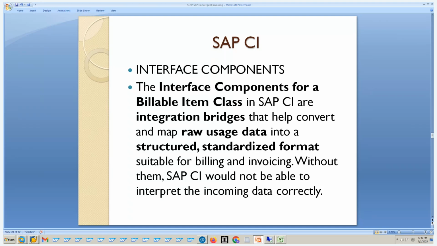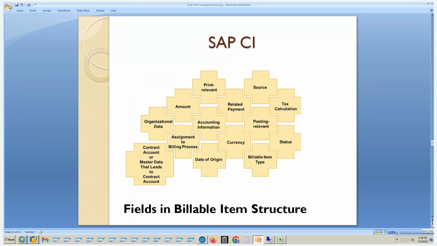That is a part of change what can happen in the future. Now, the billable items structure has various fields which are required in the billable item, like accounting information, date of origin, what is the billable item type? Is it a fixed charge or recurring charge, or let's say a consumption item? And then organizational data, sales organization, distribution channel, and the billable item amount.